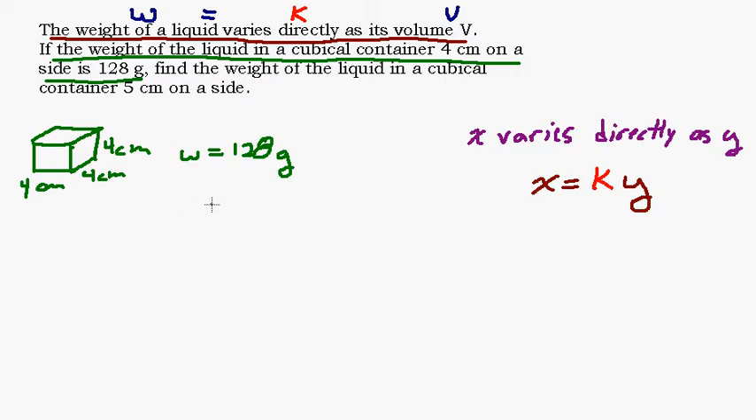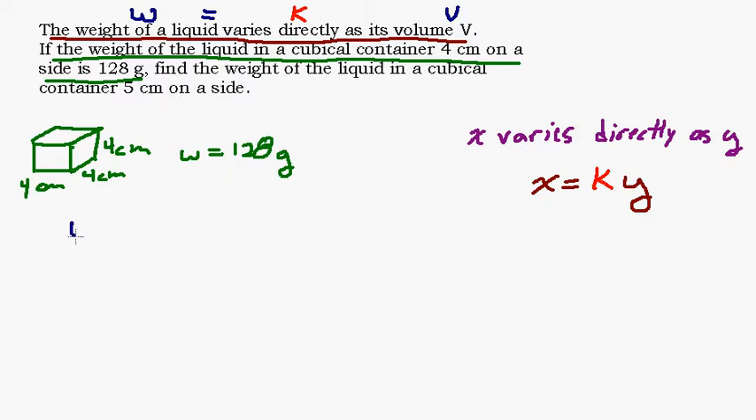And then once we have K, we can go solve what it is they ask us to solve. So the whole point of telling us the stuff underlined in green is to find K. That's why they told us that specific situation. Okay, so here's our formula.